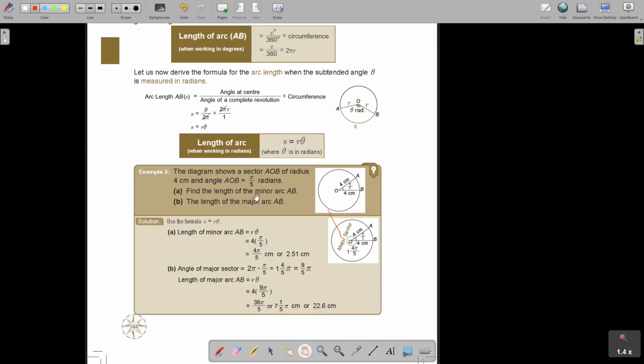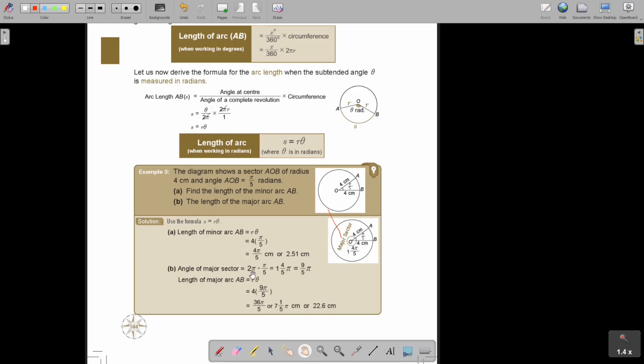So find the length of the minor arc. Remember the minor is the small one. So I basically just substitute. If the radius is 4, I just substitute. But if I want the major, and that is now the length, that means part of the circumference, then I remember that around the center it's 360, but in terms of radians, it's 2 pi.